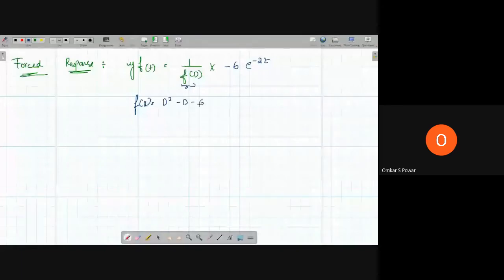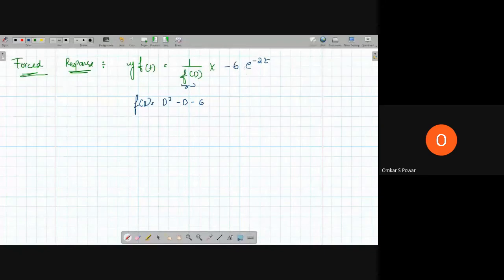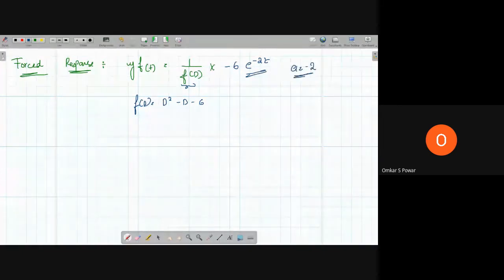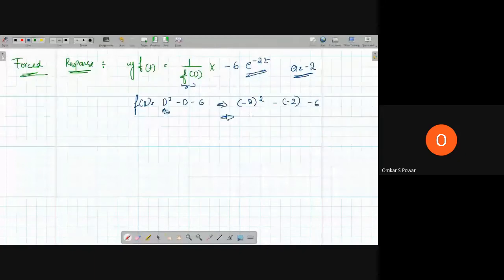While I was explaining the PPT at the beginning of the class, I told you that if you have the forced response, and it is e power at with a equal to minus 2 here, you have to replace this D by a. So let us replace D by a. Minus 2 the whole square minus minus 2 minus 6. If you solve this, you will get 4 plus 2 minus 6, so your answer will be 0.